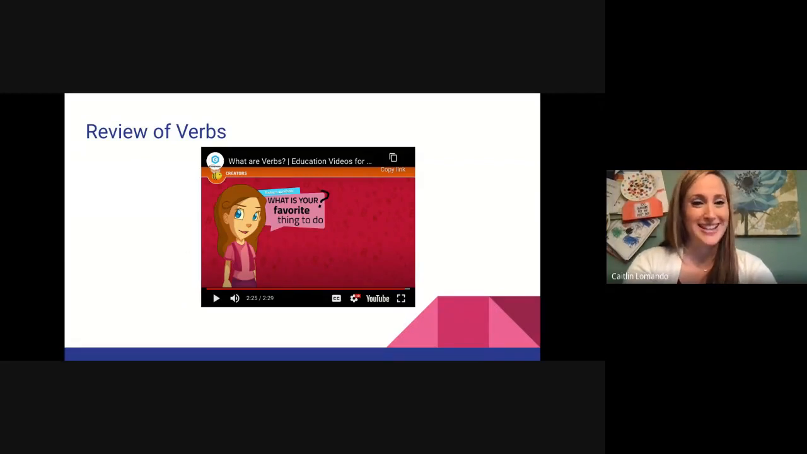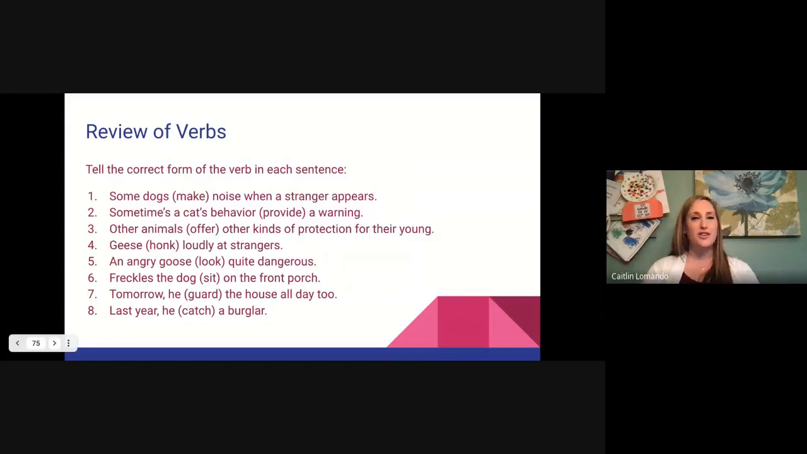All right, let's review verbs one more time together. Tell the correct form of the verb in each sentence. Some dogs make noise when a stranger appears. Do we need to change the word make? Nope, it already agrees with the subject dogs.